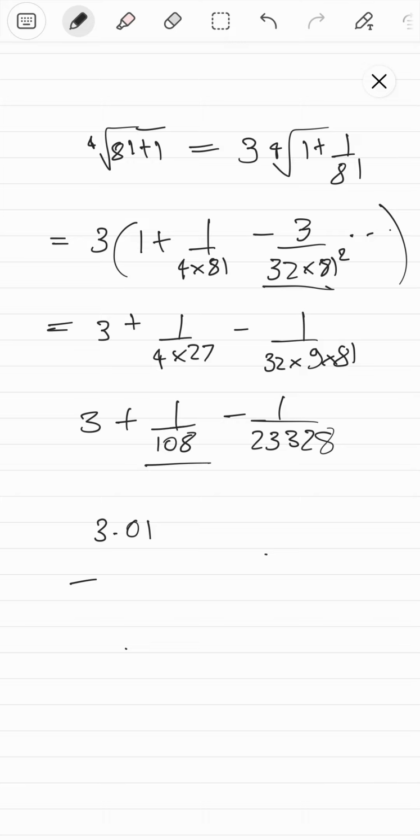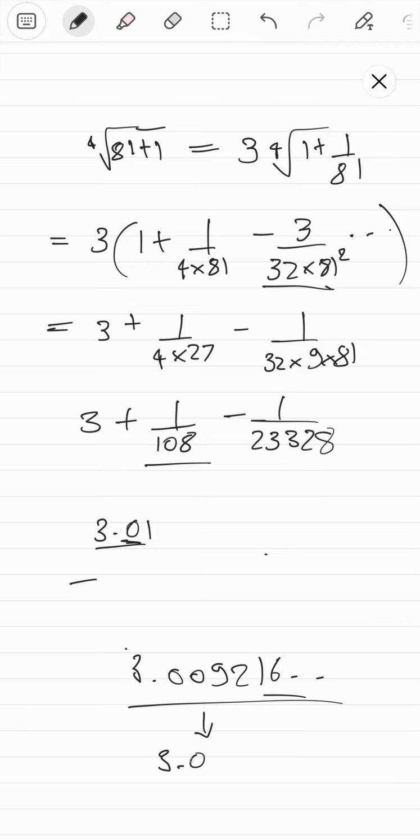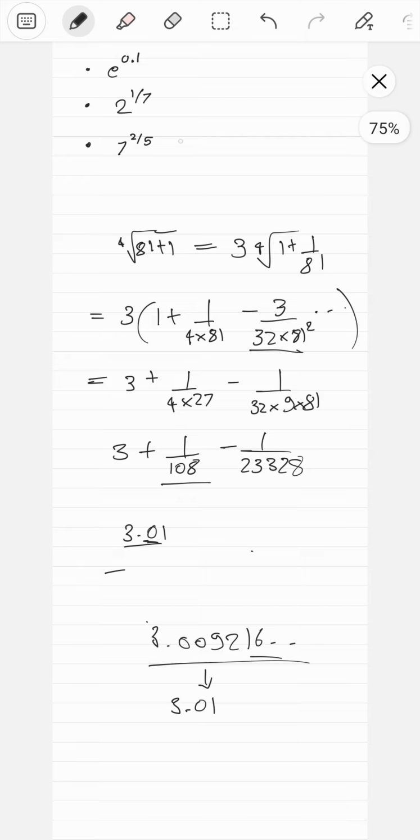Now the real answer is 3.0092116 and something in front of that. But as you can see, this is actually good enough, because it's close to that at 2 decimal places. If you round this off, it's going to become 3.01. So yes, it's very close. That's the way we can approximate this.